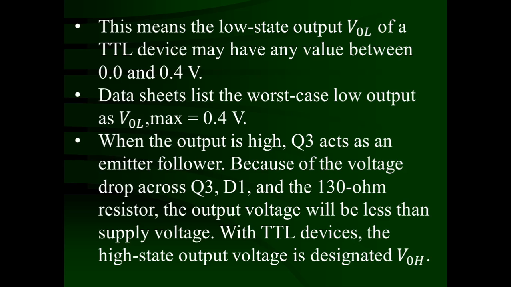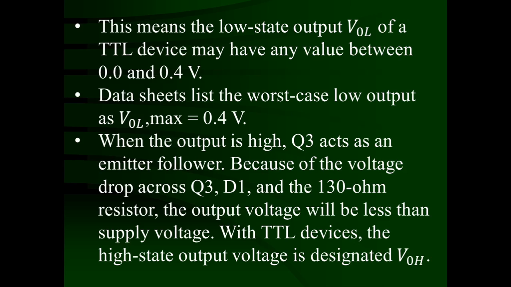And this output voltage, ideally, is required to be plus 5 volt. But we know that the output is not going to be 5 volt because the output is taken from an emitter follower, and transistor Q3 of the totem pole arrangement is conducting. Hence there is a voltage drop across the 130 ohm resistor, a voltage drop across the collector and emitter of Q3, and a voltage drop across diode D1.